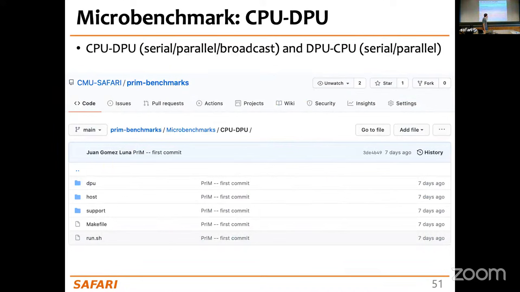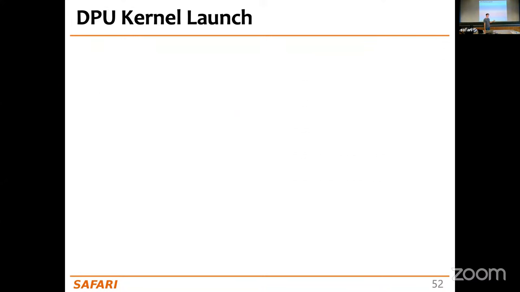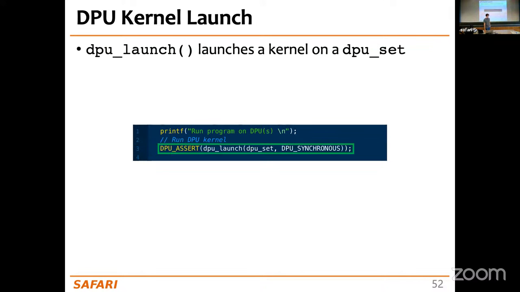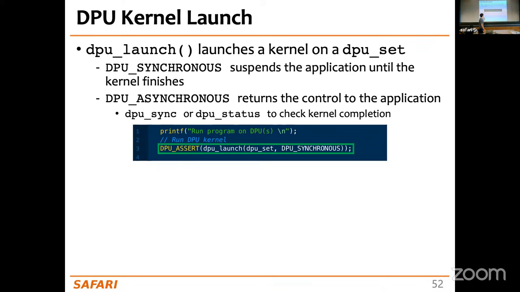Okay, there is code available for the experimental results that I showed earlier, if you want to take a look. And remember, after performing the transfers, we need to start the execution on the DPUs. That's the kernel launch operation, and that's very simple. It's just this DPU launch. One of the parameters can be synchronous or asynchronous, depending on whether we want synchronous or asynchronous execution. If it's synchronous, the CPU is going to stop here until the kernel terminates, and then the CPU will continue.